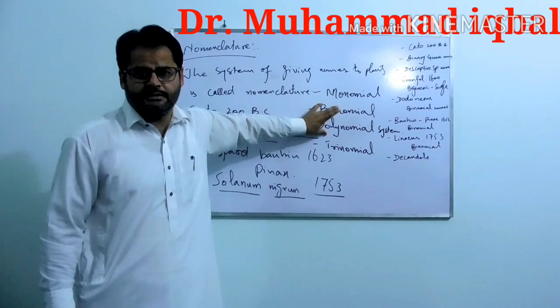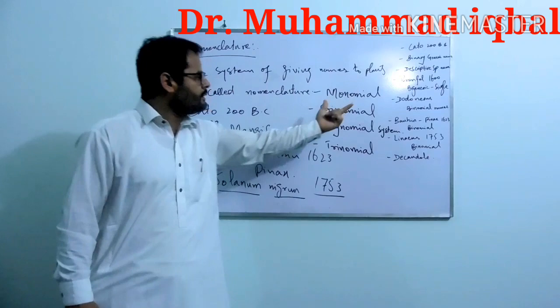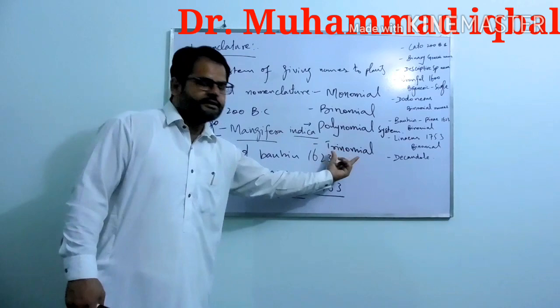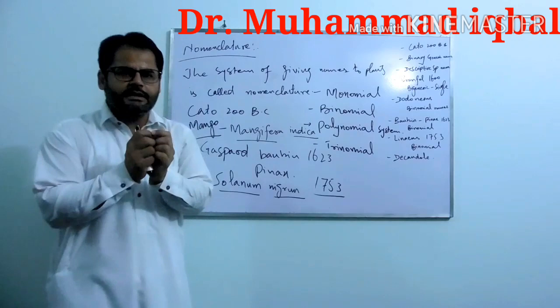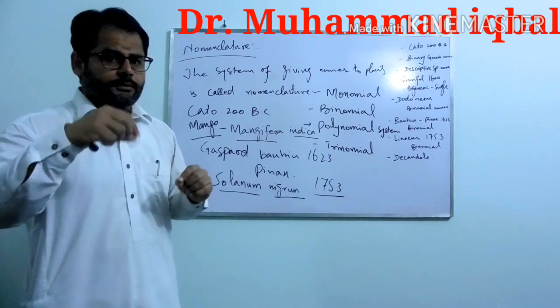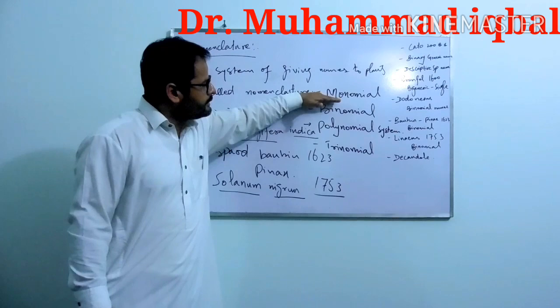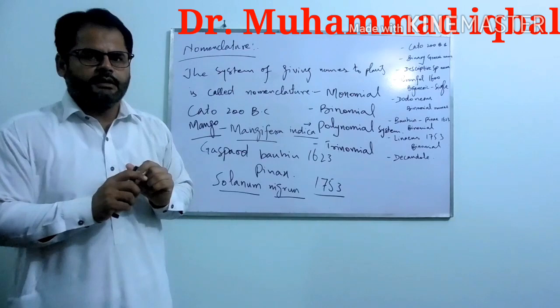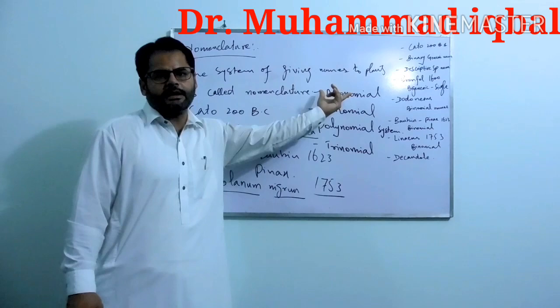A question occurs in mind: why is the monomial concept not used today, why not the polynomial concept, why not the trinomial concept? So the answer is that the monomial system basically doesn't define the biology of an individual plant. In other words, it was not a recognized system. It was not a workable system. It was not an official concept or system which should be followed for the naming of plants.